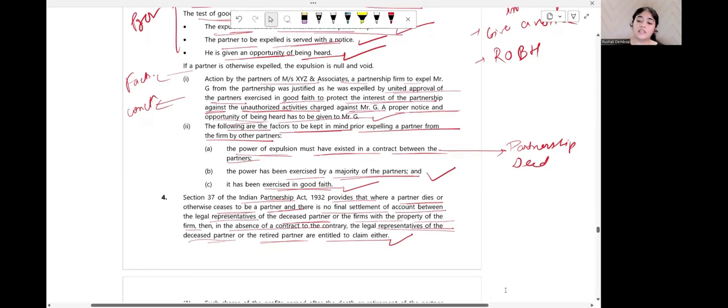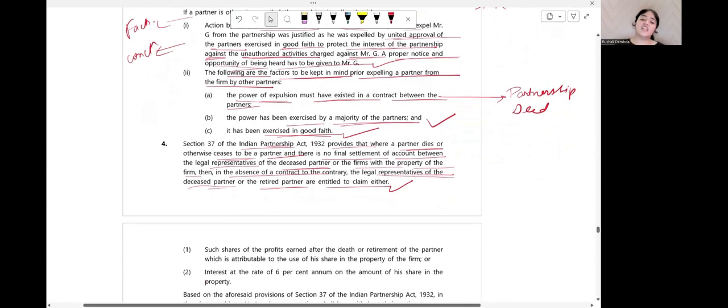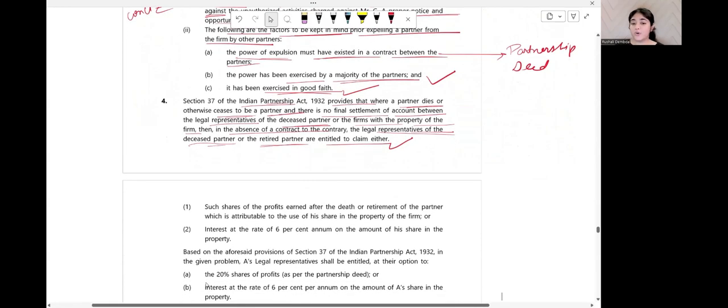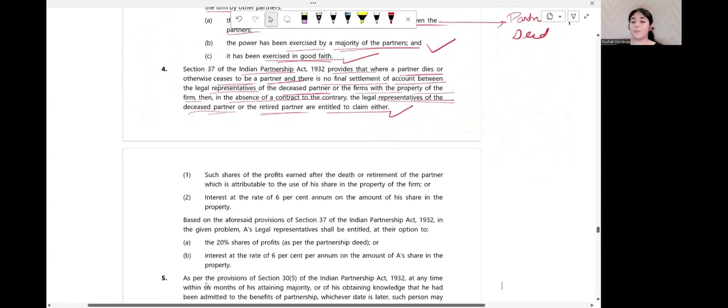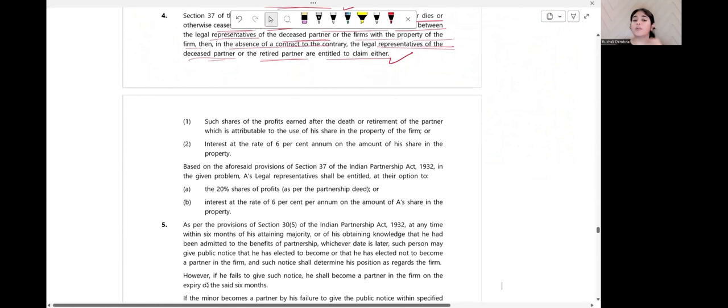Now, let's see what they have given further, what all things will be included in the share. Such share of the profits earned after the death or retirement of the partner, which is attributable to the use of his share in the property of the firm. So he will be given such share which was to be used by him. Or interest at the rate of 6% per annum on the amount of his share in the property.